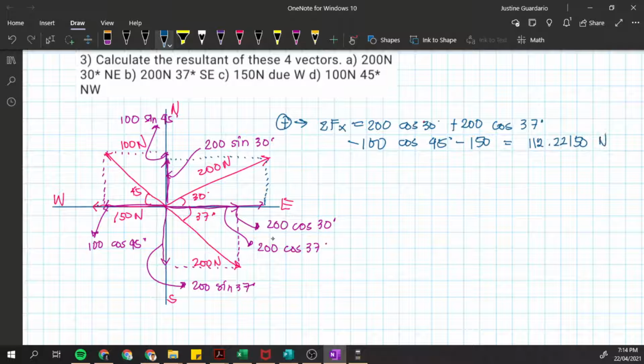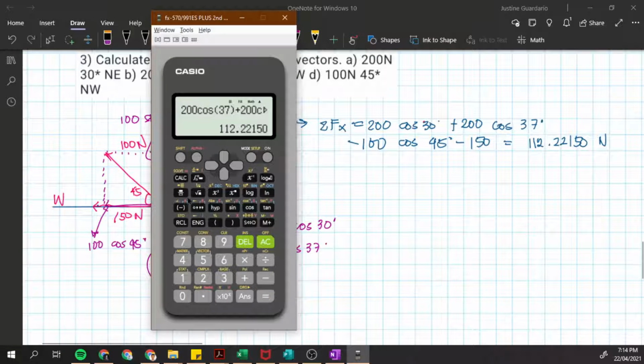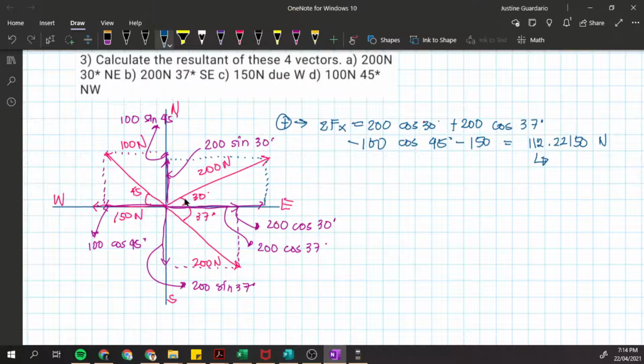So we have 112.22150 Newton, okay. So, store ko lang to sa aking calcu, shift, then store A. Okay, sinstore ko lang siya sa aking variable A para hindi na ako magta-type mamaya.